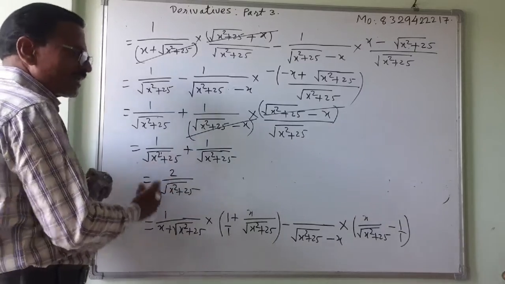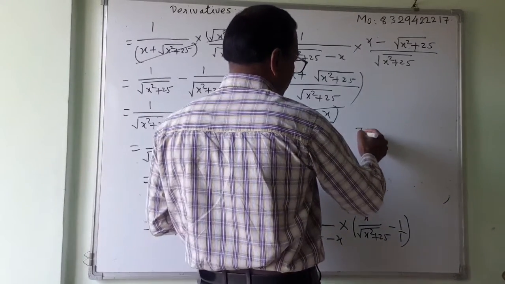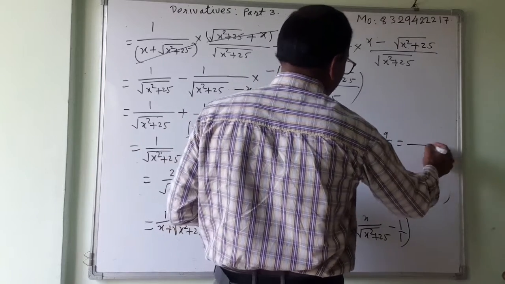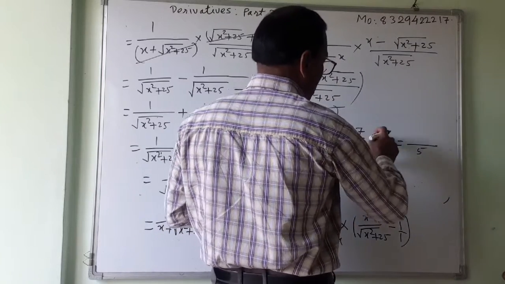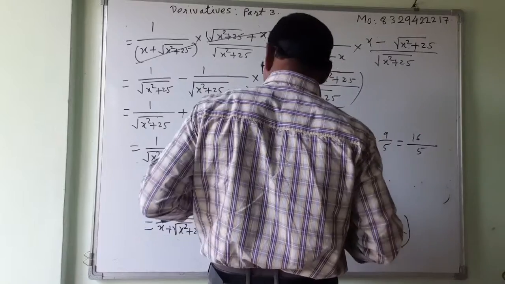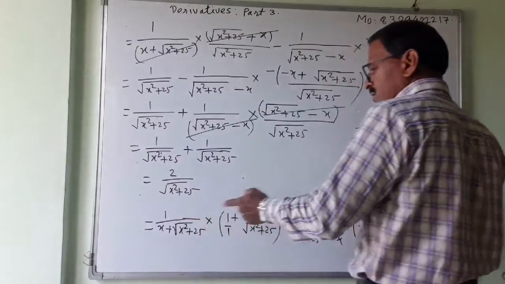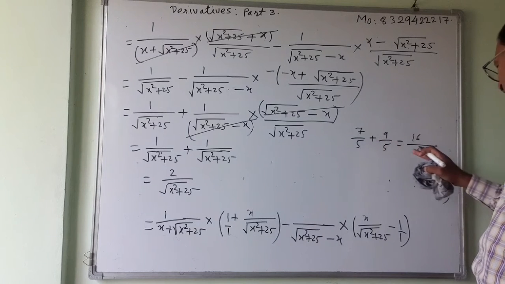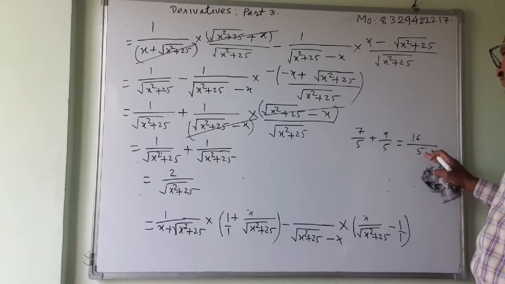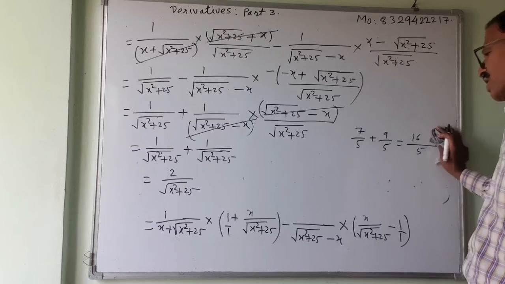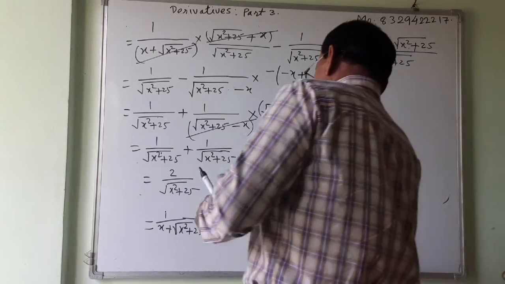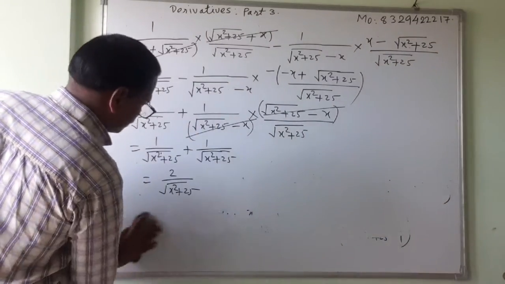Some students don't understand this also. 7 upon 5 plus 9 upon 5 is equal to, denominator we write as 5. 9 plus 7 is 16. This way I have done this. Check it. 7 upon 5 plus 9 upon 5 is nothing but denominator written as 5, 9 plus 7, 16. The same way I have done this. So this is the answer.